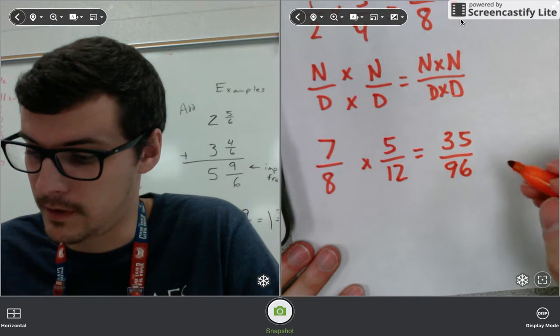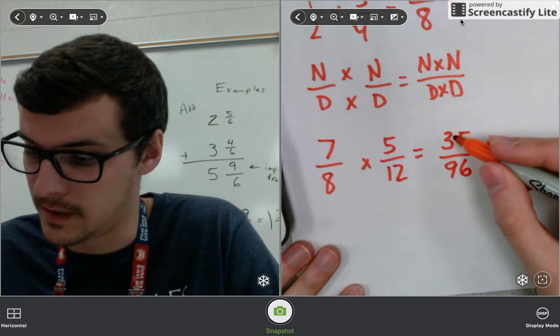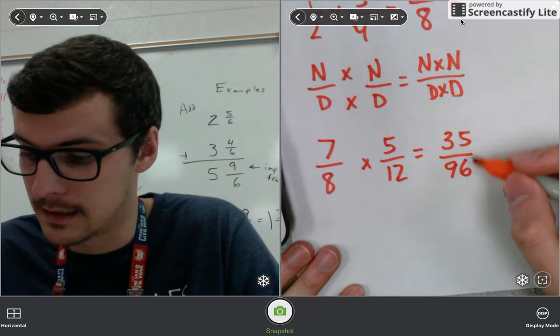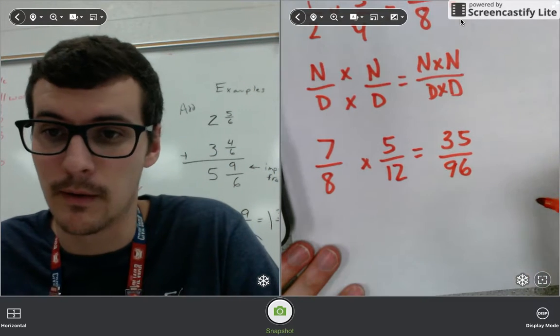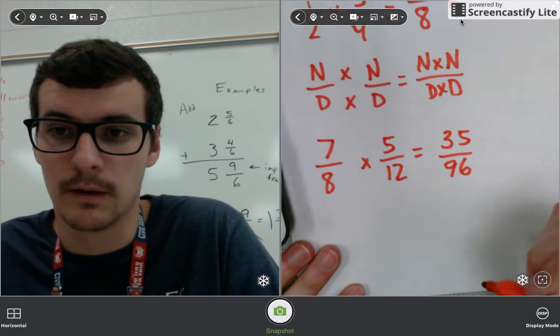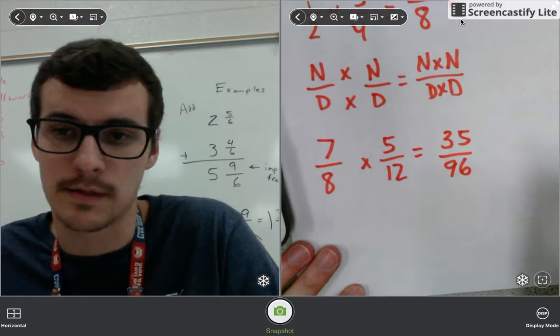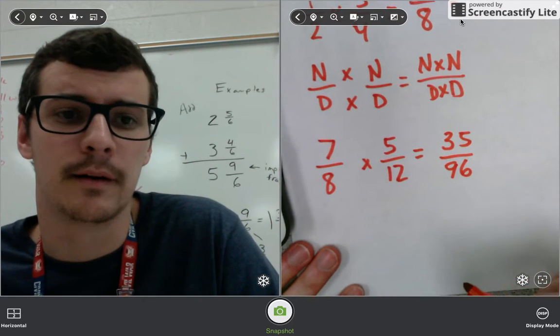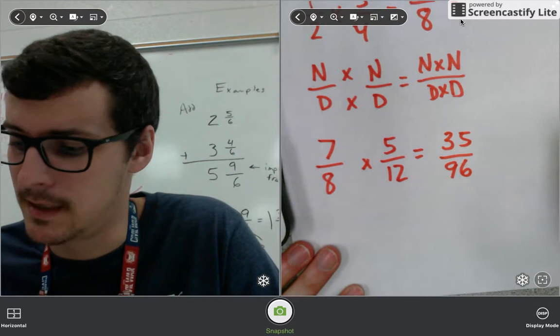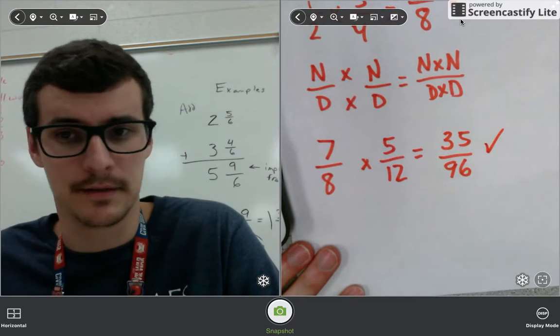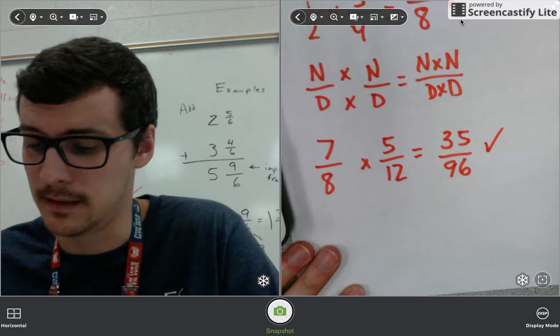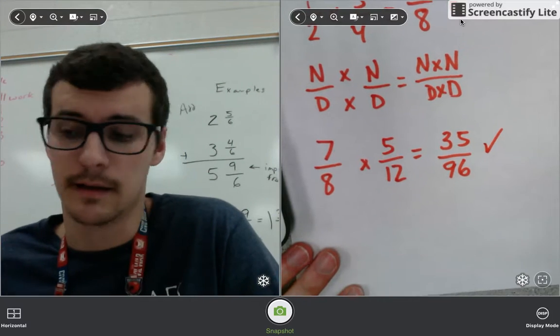If I look for 3, 5 plus 3 is 8. 9 plus 6 is 15. So 3 will not work. 5 will not work. 2 didn't work, so 4 wouldn't work. So 6 wouldn't work. So 8 wouldn't work. 35 over 96 is somehow, some way in its lowest form. Okay, that's literally all we have to check out here.